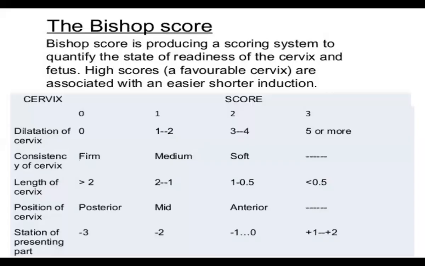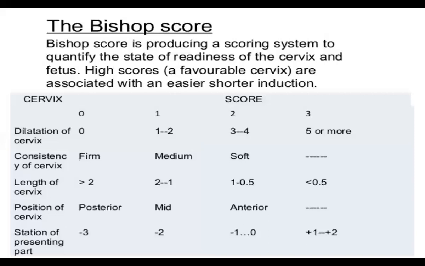And there is the Bishop score. The Bishop score is a scoring system to quantify the state of readiness of the cervix and the fetus. If the score is high, it is definitely favorable. A favorable cervix is associated with an easier, shorter labor. What are the points considered here?